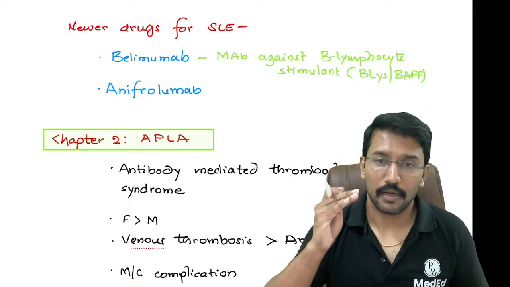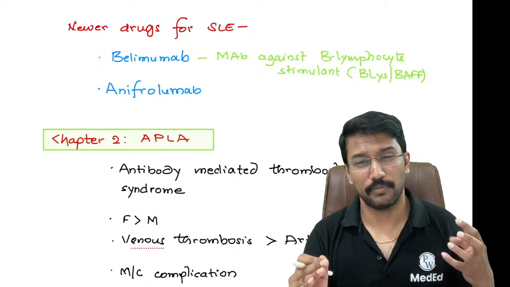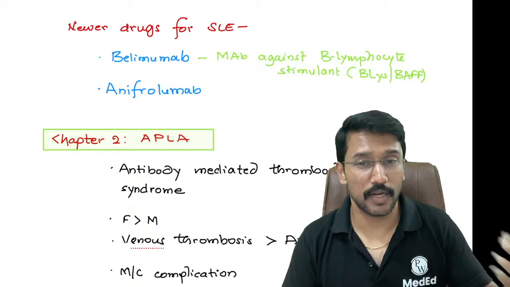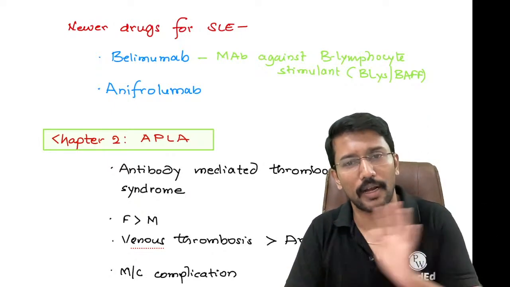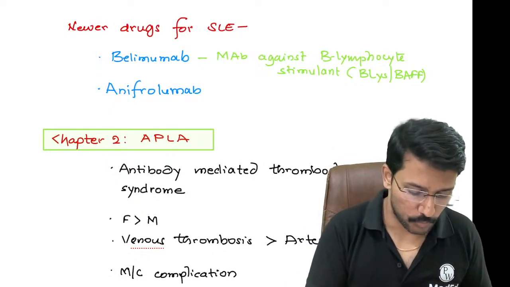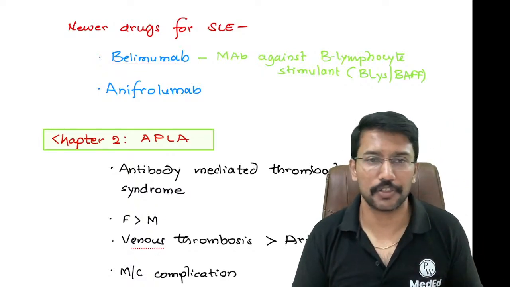So if I reduce the B lymphocyte production itself, right, by inhibiting some cytokine which is stimulating the B lymphocytes in their replication, then I will reduce the antibody production. That is the principal thought process behind this drug called belimumab. They can ask you the mechanism of action.